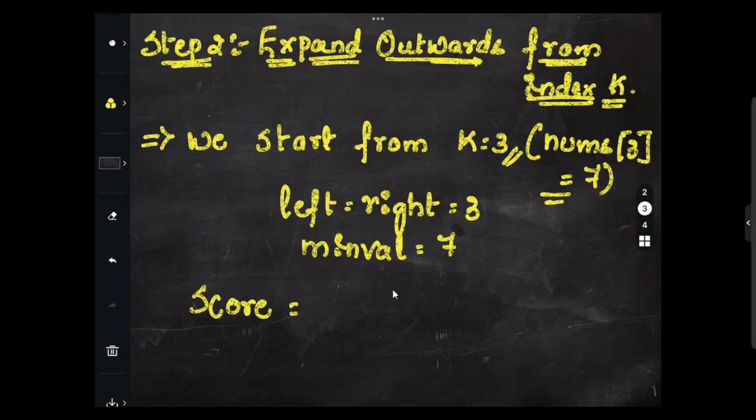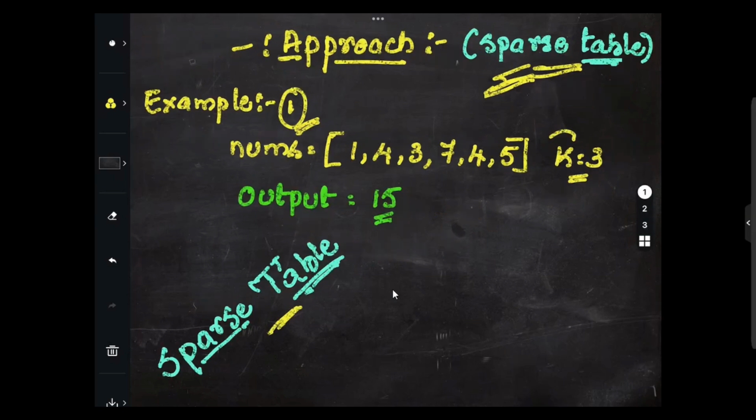So let's move on with the second step. Expand. We will be expanding outwards from index k. When I say expanding outwards from index k, we will start from k equals 3. They have clearly mentioned in the question k equals 3. They have given the nums array, and they have mentioned that it is 0 indexed. So k equals 3 means we have to consider the third index here.